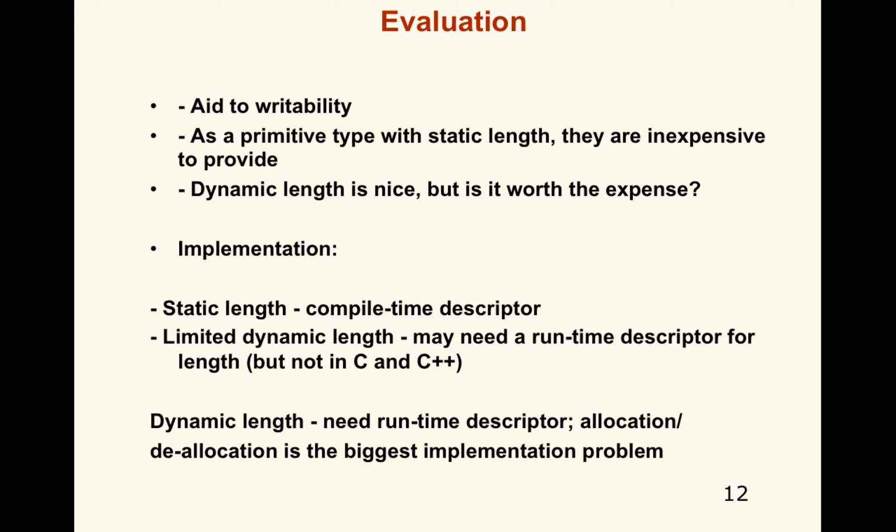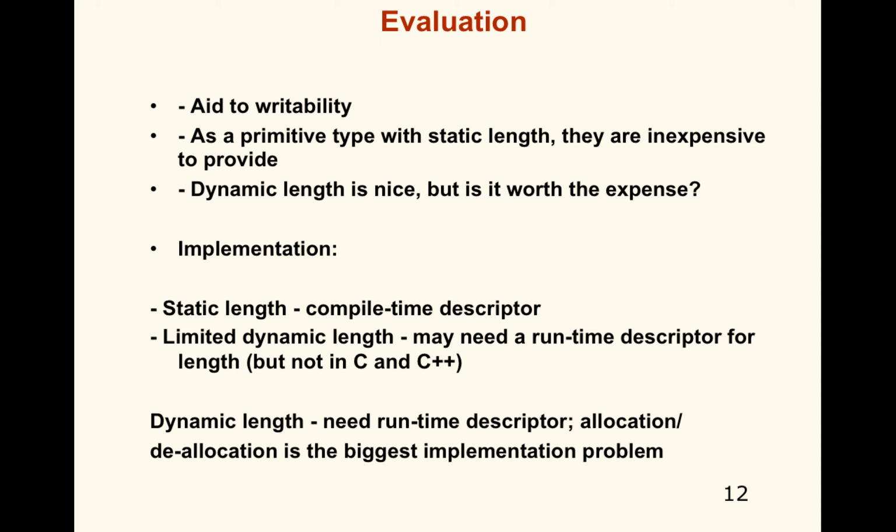In terms of its implementation, the static length has a compile-time descriptor. We need to know how many characters are in there. Either we put a null character at the end or we count them up and put it in the descriptor. The limited dynamic length may need a runtime descriptor for the length, but not C or C++. They don't actually have one because they just put a maximum in there. C uses that null character, so we know when we hit the end.